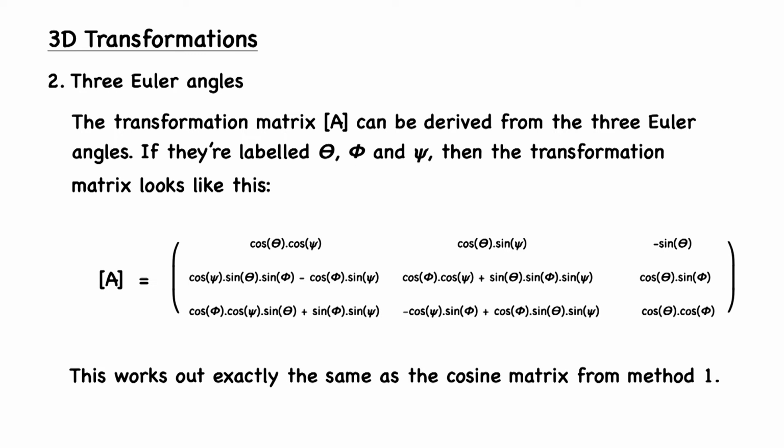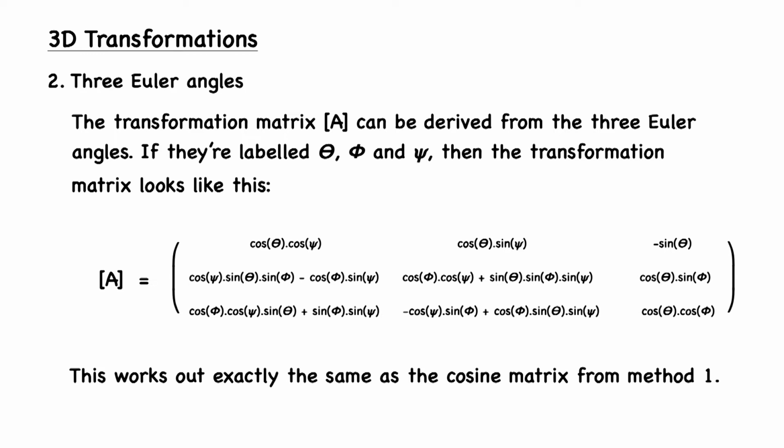Don't worry, this is just for your information and to give you a glimpse into the wonderful world of linear algebra. For the same k and k' frames of reference, calculating the matrix A using this method would give you exactly the same numbers as the cosine matrix from the first method.